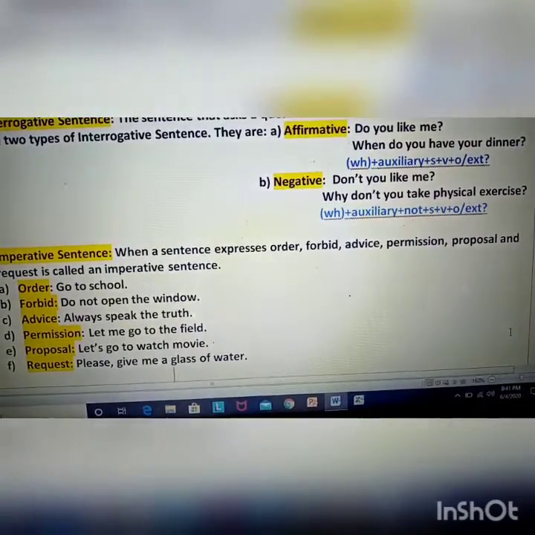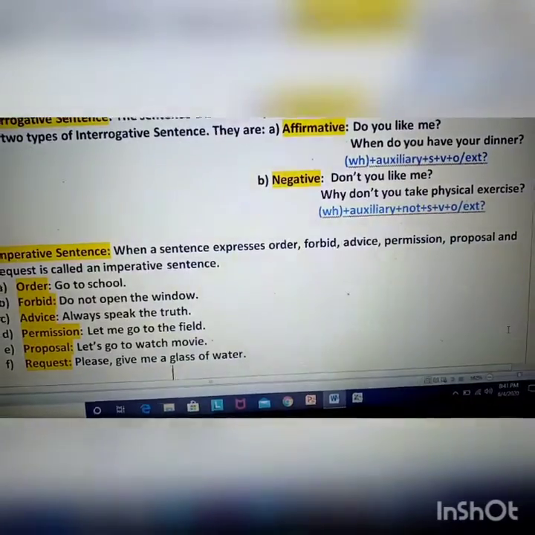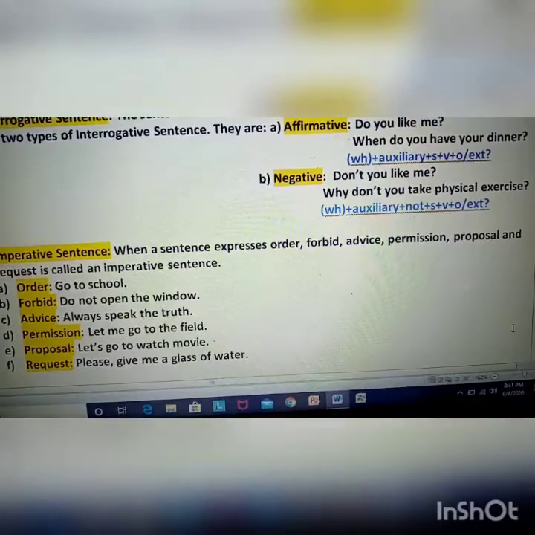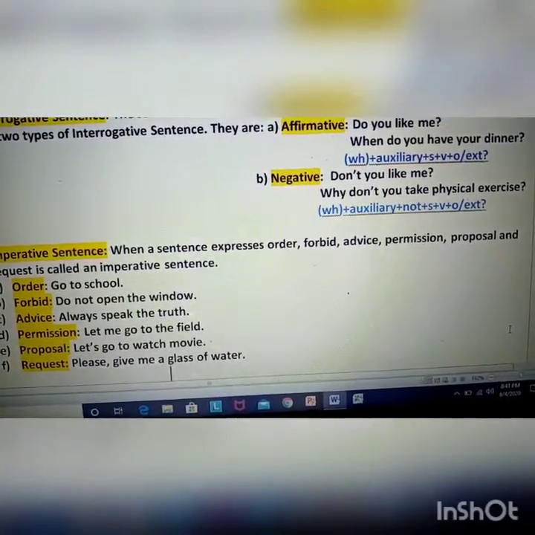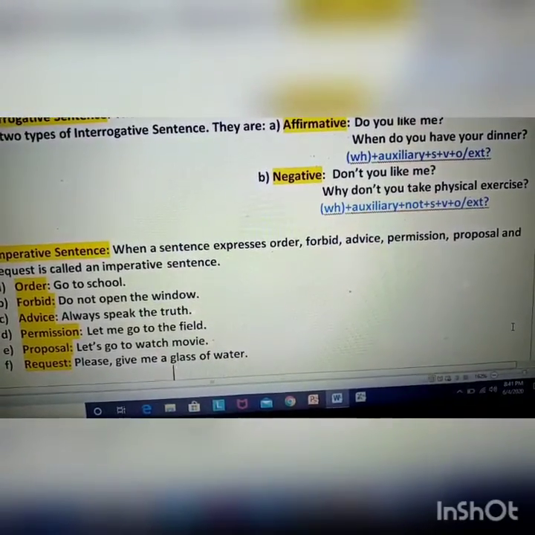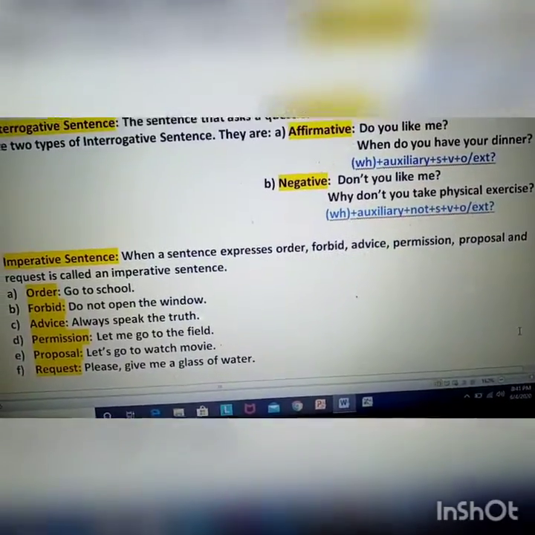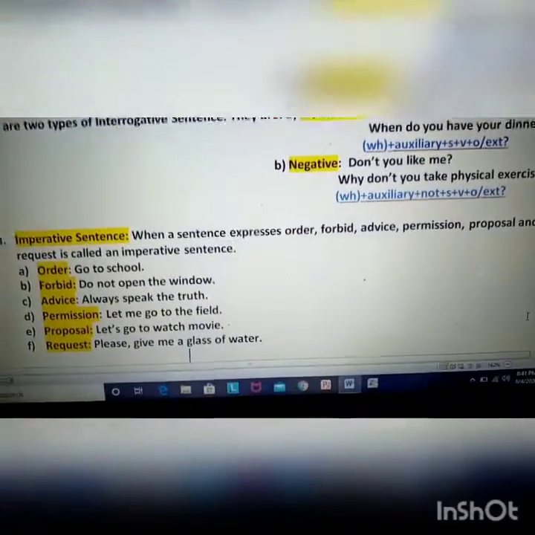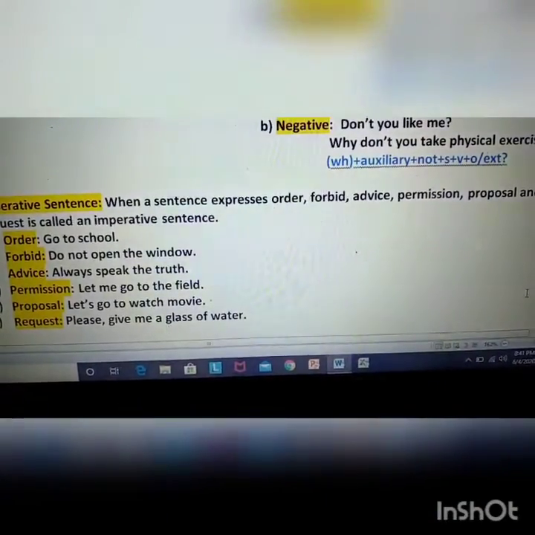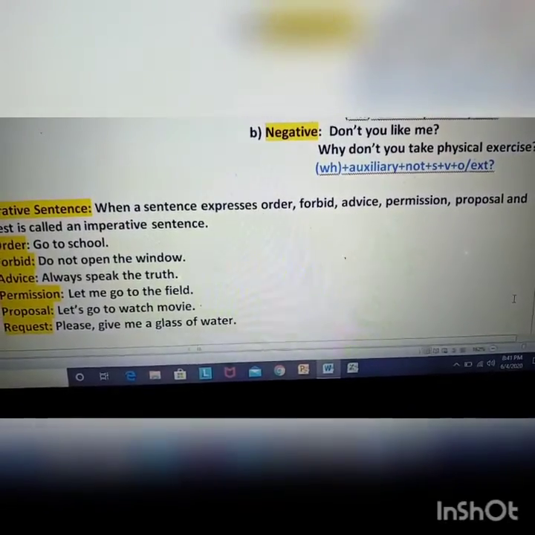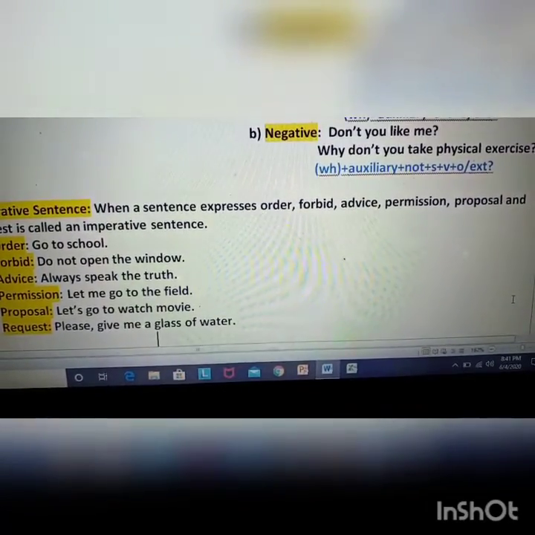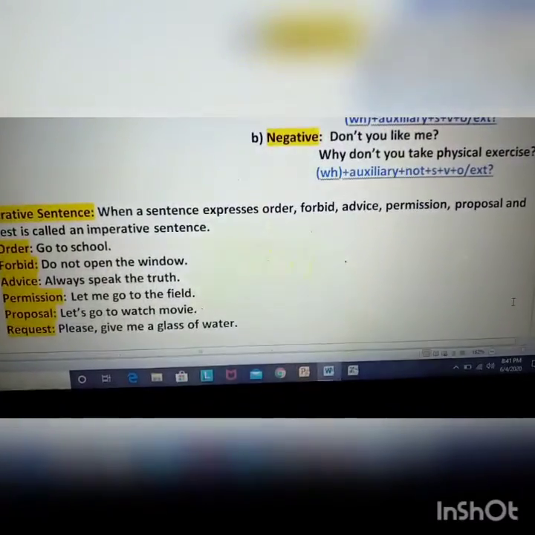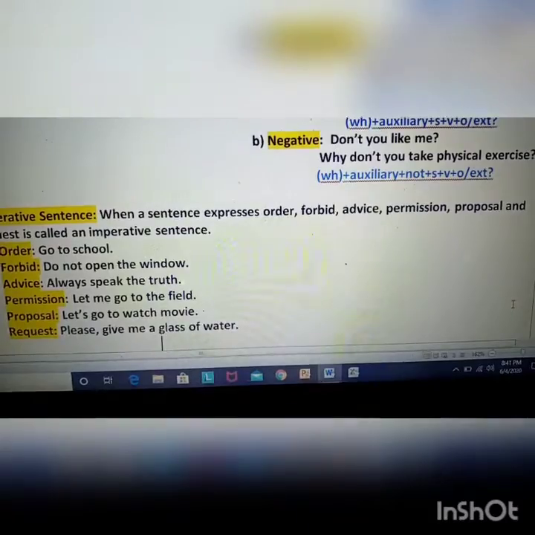And the next one, "Why don't you take physical exercise?" As the question starts with a WH word, that's why it is a WH question. So below the sentence we can see the structure of the sentence. WH word in the bracket, plus auxiliary, plus not, plus subject, plus verb, plus object or extension. So it is the structure of interrogative sentences.